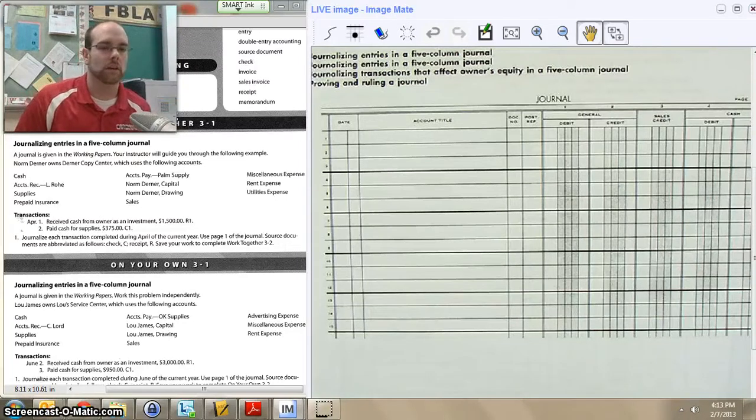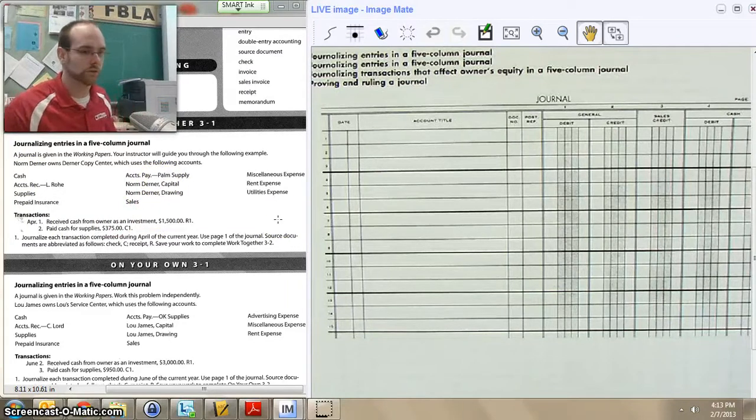The first thing you have to identify here is, what are the two accounts affected? We take a look at what we can choose from. We see that we received cash, so cash is going to be affected, and it was from the owner as an investment. So if it's an investment, we know that capital is going to be affected. So those are our two accounts.